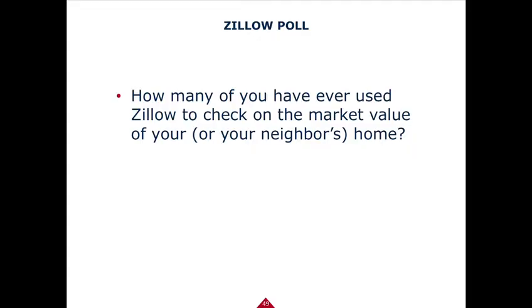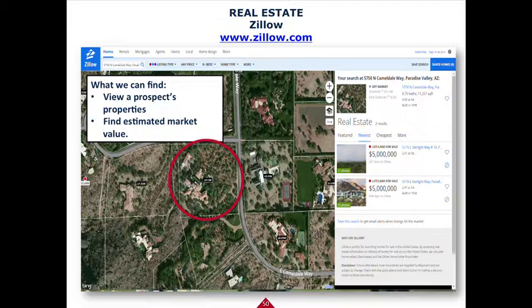But now that we found the assessed value, let's go on to market value. Have any of you ever used Zillow to find out your market value of your home or your neighbor's home? Good. Here we have one of our prospects. This is a real property in Paradise Valley, and he really is one of our prospects. I'm not sure you can see that, but this is his home, and it's worth $12 million.